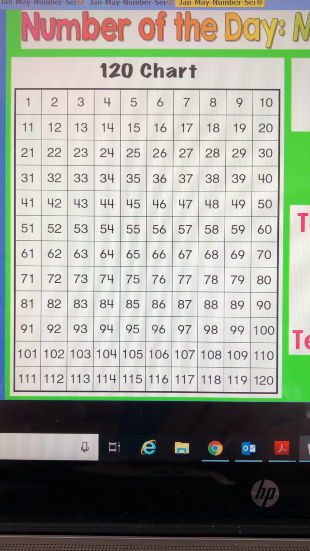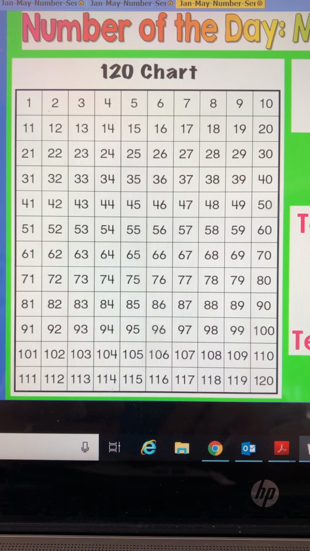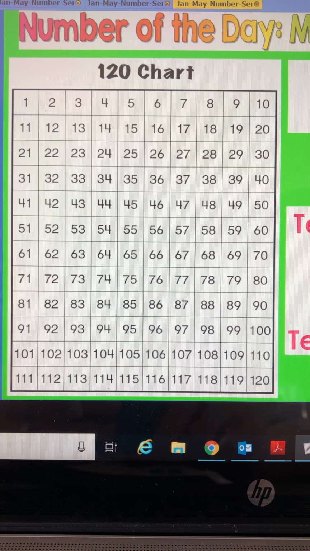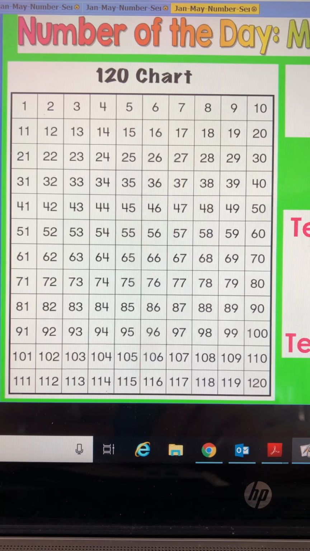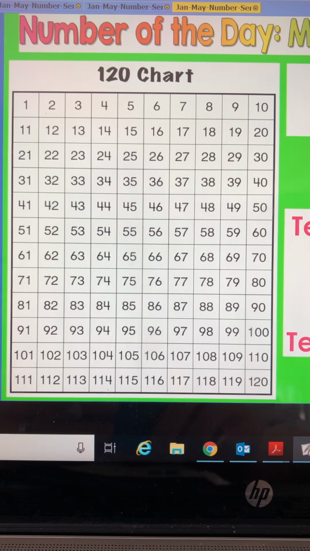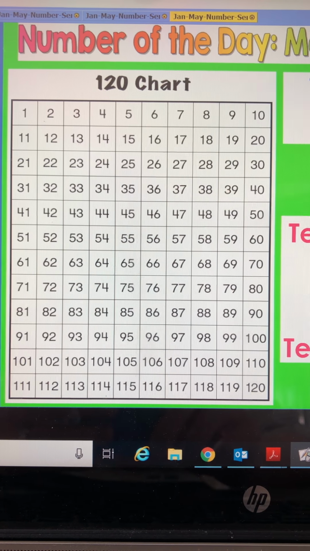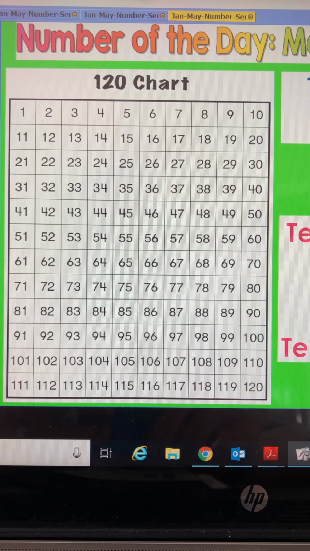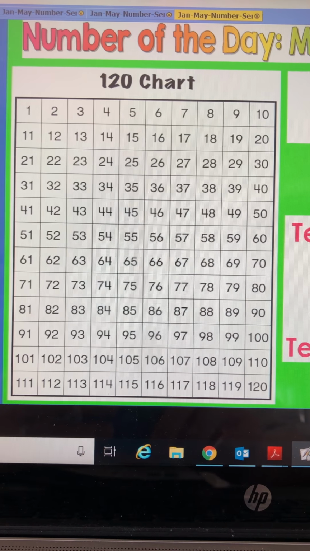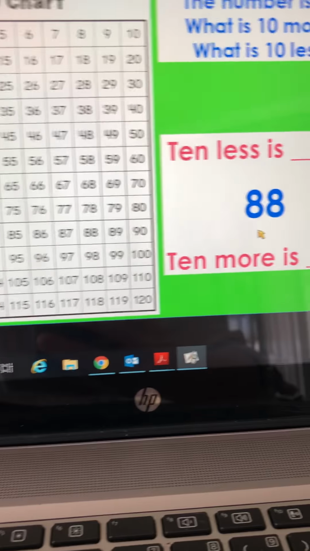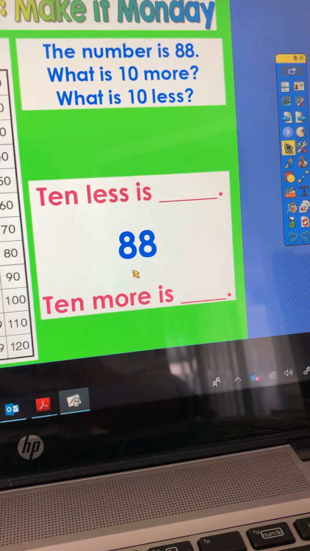And then I would like you to find the number that is 10 less. What is it? That's right, 78. And what's 10 more than 88? That's right, 98. All right, in today's lesson in our Go Math book, we are going to be learning about bar graphs.